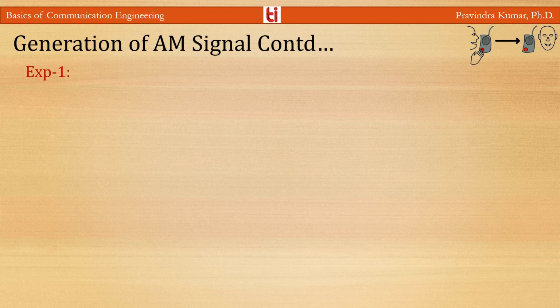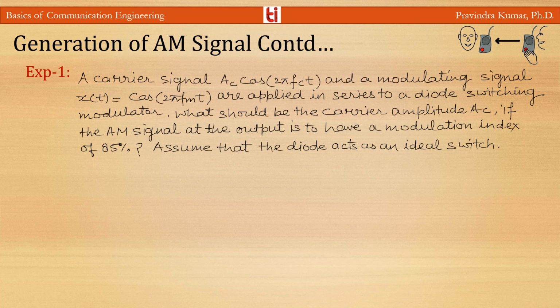Now, there is one example. A carrier signal Ac cos 2 pi fc t and the modulating signal x(t) = cos 2 pi fm t are applied in series to a diode switching modulator. What should be the carrier amplitude Ac if the AM signal at the output is to have a modulation index of 85%? Assume that the diode acts as an ideal switch.